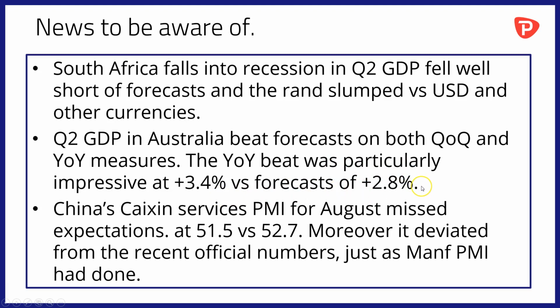Obviously, GDP is a backward-looking indicator or metric. However, that is an impressive beat, and I think that should bolster the case for the Aussie dollar bounce. Meanwhile, China's Caixin Services PMI for August missed expectations at 51.5 versus expected reads of 52.7, and moreover the figure deviated from the recent official numbers, just as the manufacturing PMI data had done before it. So I think that's a warning signal there of sorts. Not entirely sure what it means, but keep your eye out for a China slowdown basically.